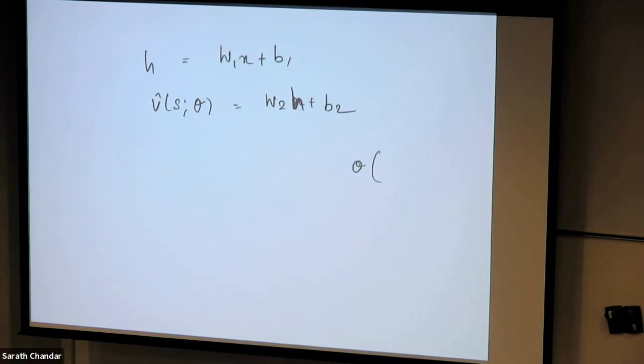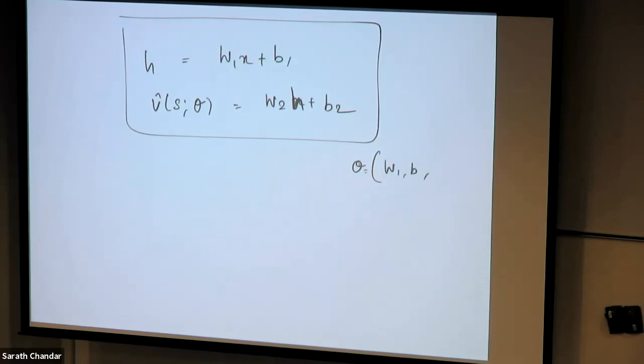So first of all, let's say there's no nonlinearity. So let's just say I have something like this: the value of the state given the neural network. I'm just going to consider all the parameters of the neural network to be theta. It's going to be, let's say, W2H plus B2, right? So theta is basically all the parameters of this model. What are all the parameters here?